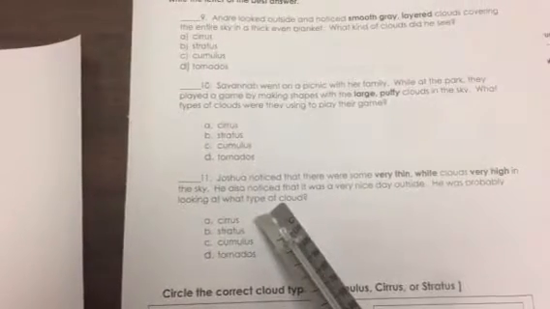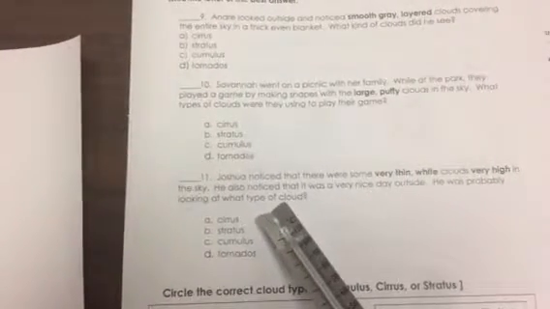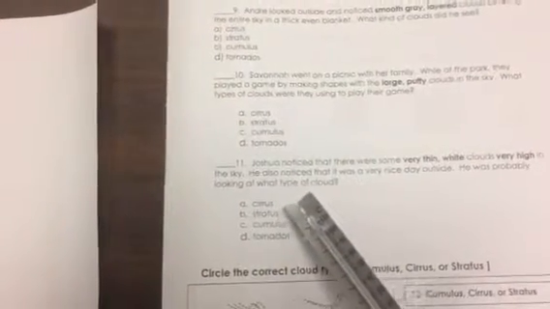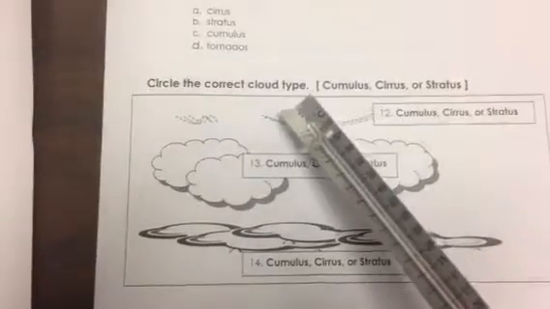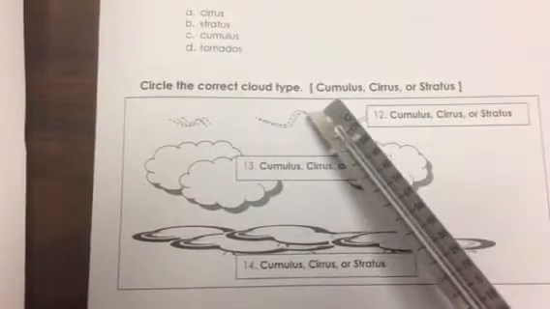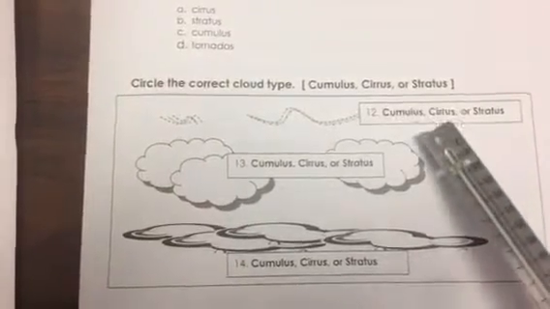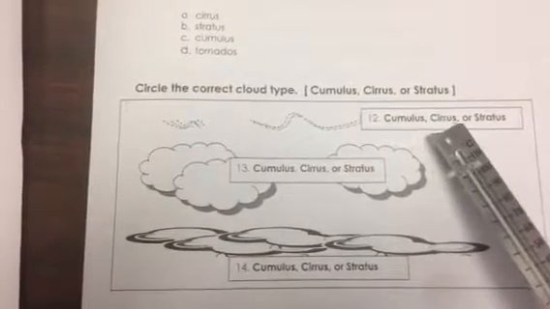11. Joshua noticed that there were some very thin white clouds very high in the sky. He also noticed that it was a very nice day outside. He was probably looking at what type of cloud? A. Cirrus. B. Stratus. C. Cumulus. D. Tornadoes. Circle the correct cloud type: cumulus, cirrus, or stratus.